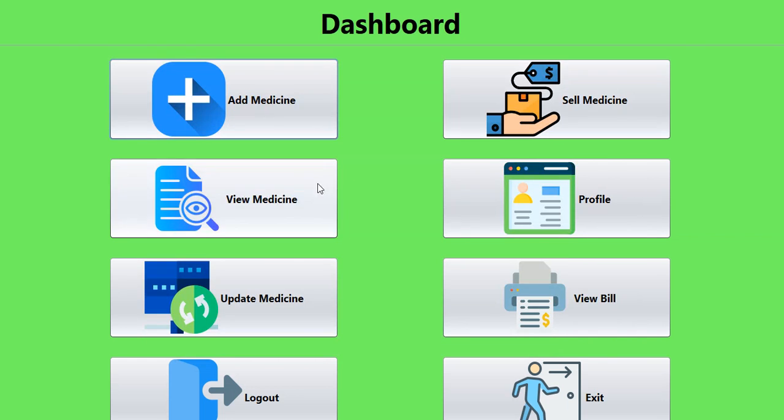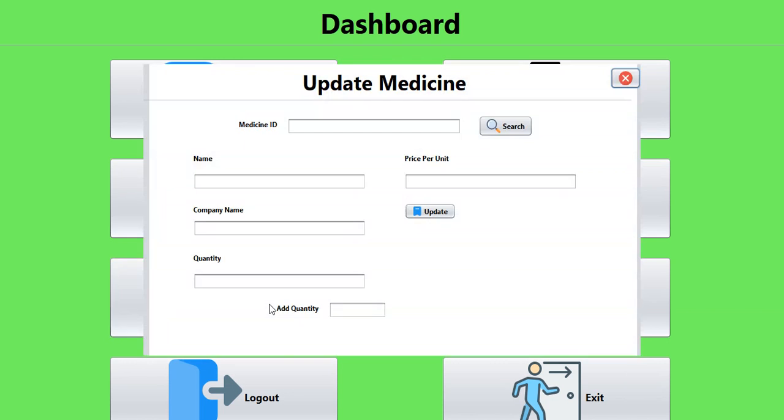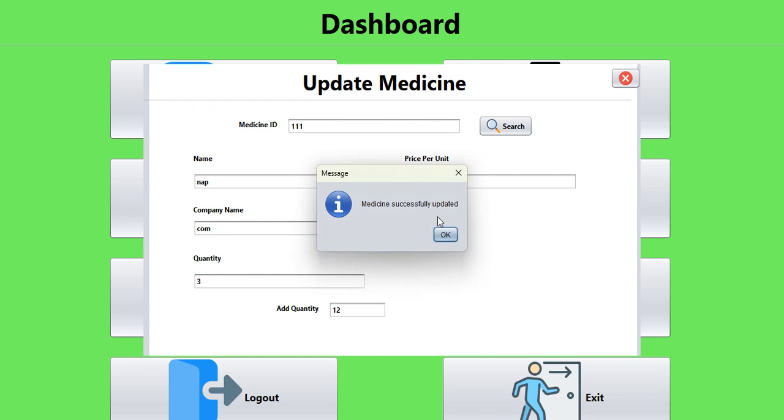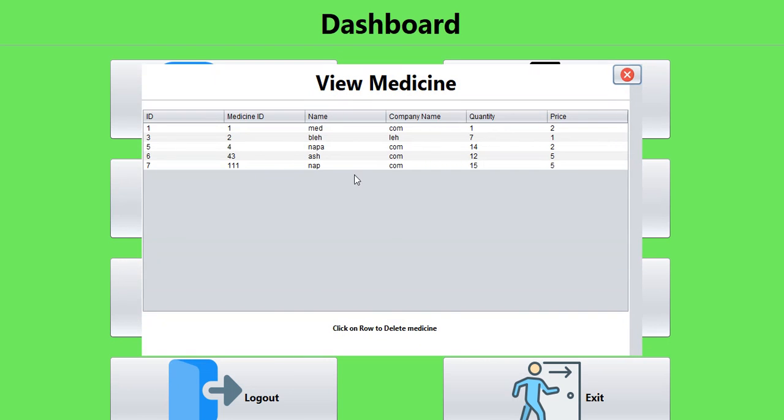If we want to view the medicine, we'll see that the new medicine has been added along with the previous medicines we have added. And if we want to update the medicine, we'll just go over here and search with the medicine ID and the information will be provided everywhere. And if we want to add some more quantity of the medicine, we'll just provide the information in this add quantity, and we can also change the price per unit and update. Medicine successfully updated. If you go into view medicine, we will see that the quantity of the medicine has been increased, and also the price has been changed.